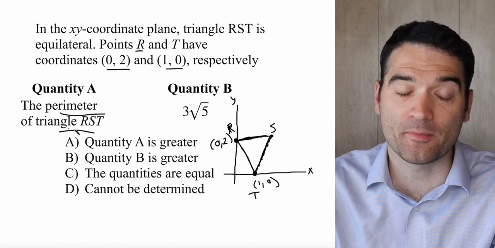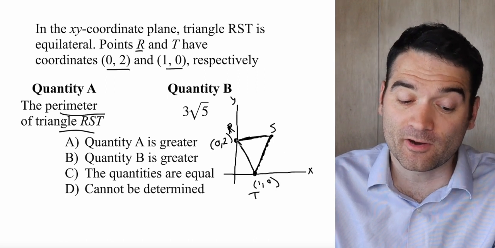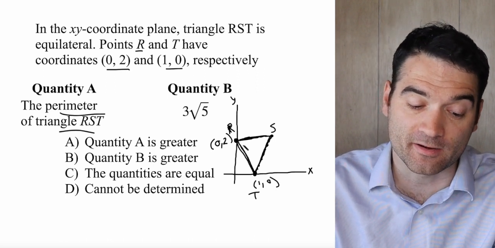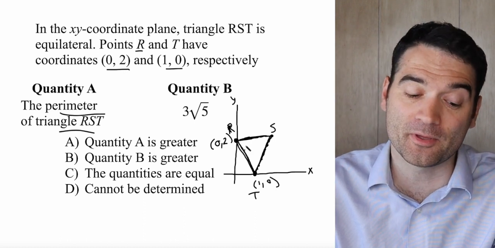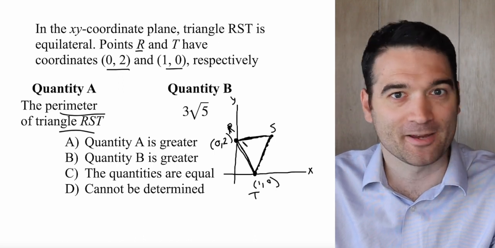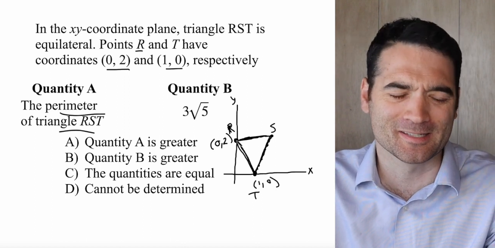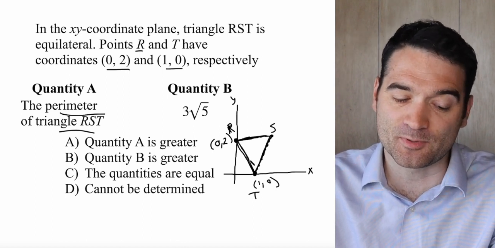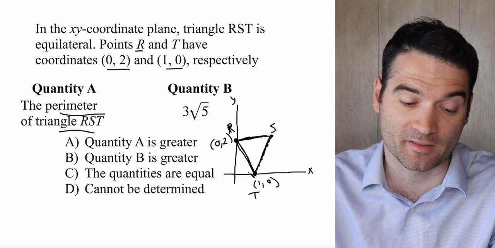Now, if I want to find the perimeter of the triangle RST, what do I need to do? I need to add up the 3 sides. So if I can figure out the length of this side right here, then I can just multiply that by 3, and I'll know the perimeter of it. Well, you might know the distance formula, and if you do, congratulations. It's a tough one. I'm not going to write it all out here, but you can easily look that up. So you can find the distance between 2 points, which is what this is, a straight line from (0, 2) to (1, 0), and plug in the distance formula.